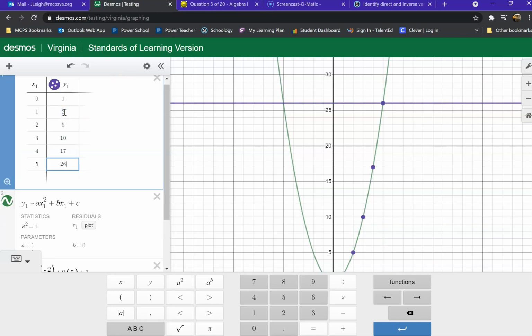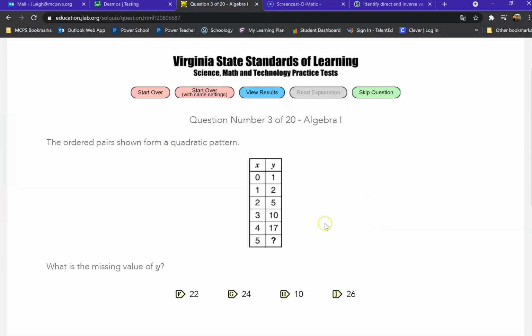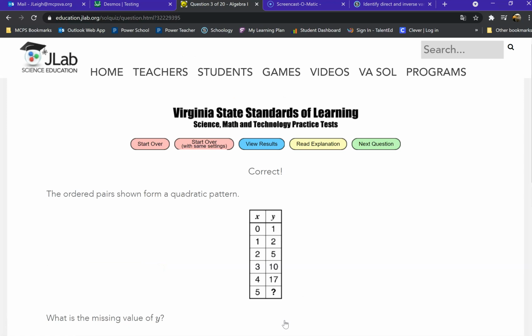So if we put 26 up here, it falls into our parabola. So that should be our answer. Let's check ourselves to find out. Yay!